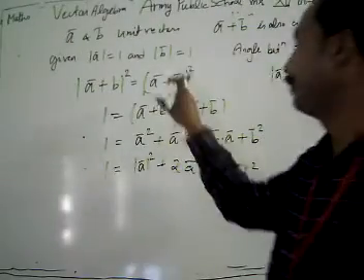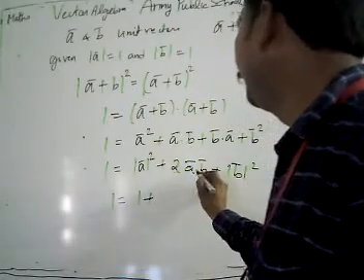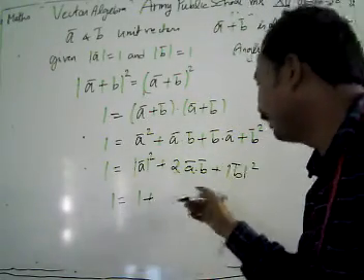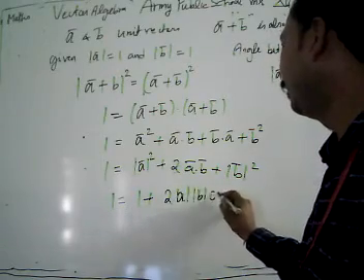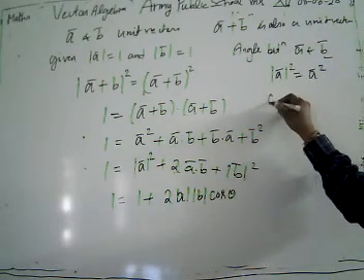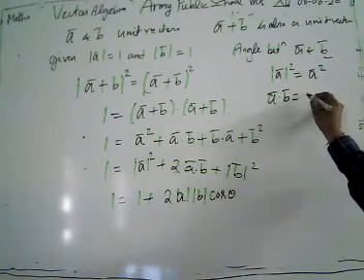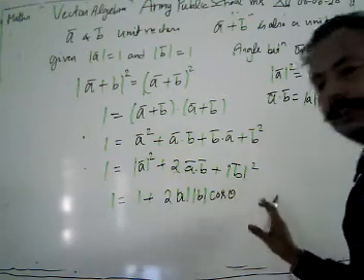Then what do we do? We have to put the value 1 there. And now we have 1 is equal to 1 plus 2 vector a dot b. What is the meaning of a dot b? By the scalar product, vector a dot b is given by mod of a, mod of b, cos theta.